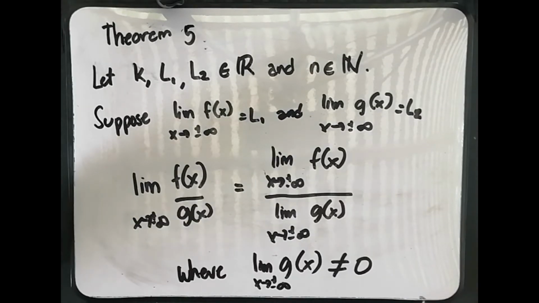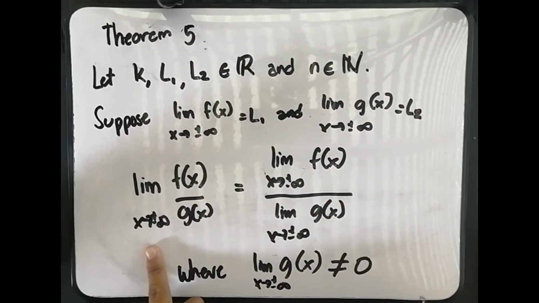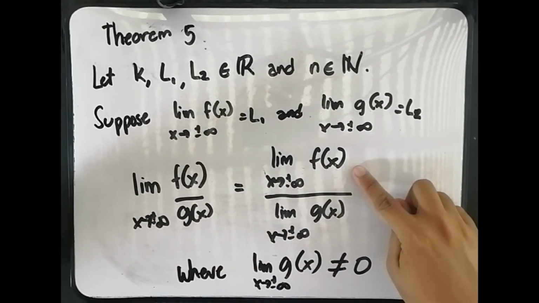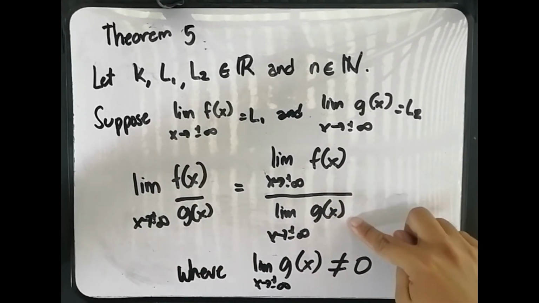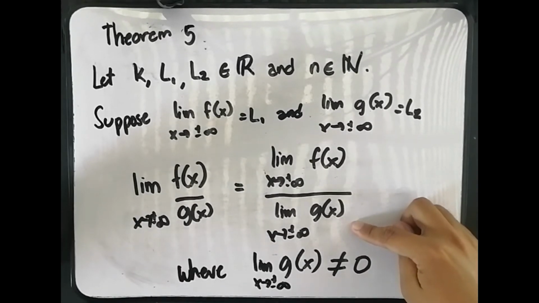Theorem 5 states that the limit of a quotient, provided that the limit of the denominator is not equal to 0, is equal to the quotient of the limits. So dito, yung limit ng f of x over g of x as x approaches positive or negative infinity, equal lang siya kapag dinivide mo yung limit ni f of x sa limit ni g of x. Basta yung nasa denominator not equal to 0.